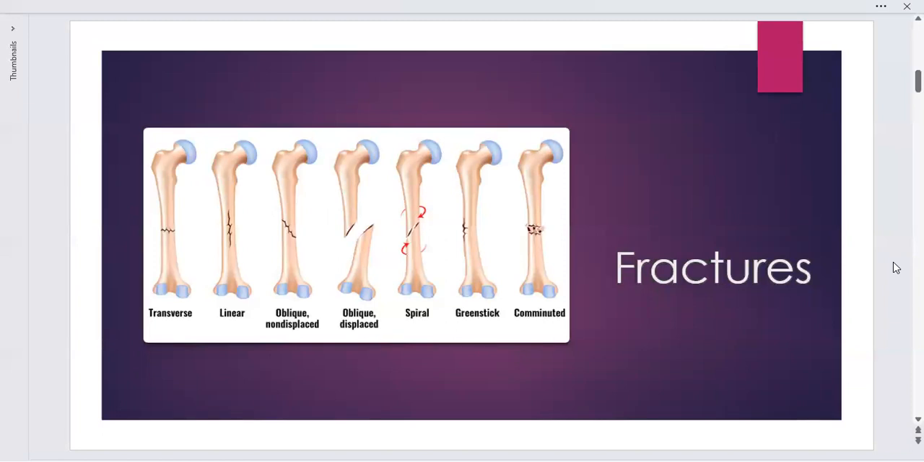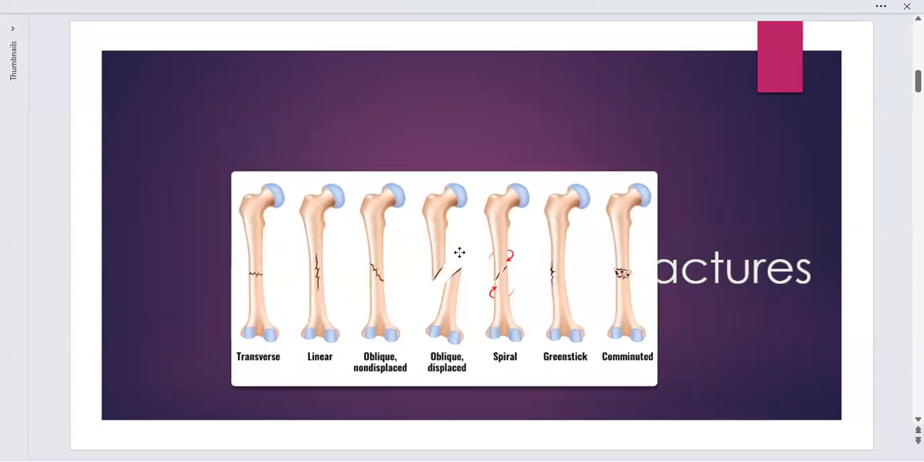You can see our different types of fractures here. So transverse, we're just straight across. Linear is going to be basically a line in the bone. Oblique is kind of at an angle. If it's non-displaced, it's still connected. If it's displaced, it's separated. Spiral, we're actually going to see that bone kind of in a twisting mechanism.